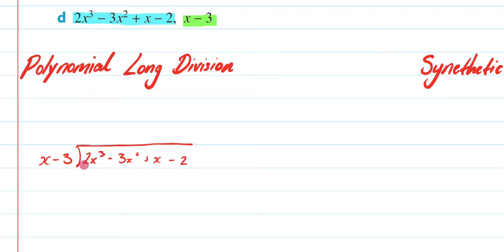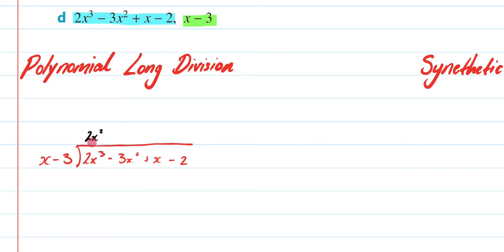The first thing that we're going to do is go 2x cubed divided by x. That's going to be 2x squared. The way you can do that quickly is just by going, well, x times 2x squared is 2x cubed. So it's almost like you're turning a division problem into a multiplication problem, which is far easier to think about. So let me just repeat that. I got this number here by saying x times 2x squared is 2x cubed.